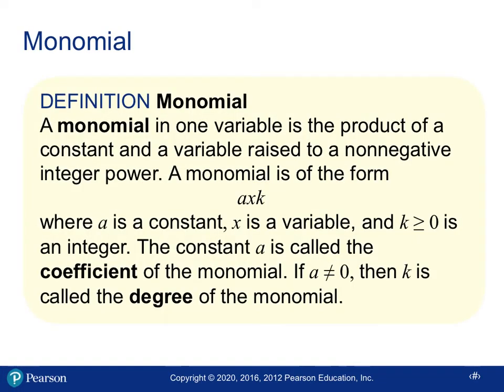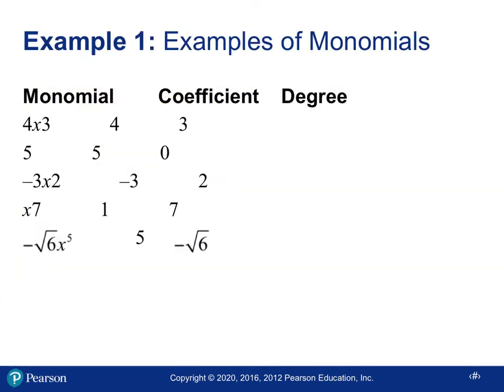A monomial is one variable, right? So one variable. It's usually raised to a non-negative integer power. A monomial is of the form ax^k, where a is the constant, x is the variable, and k is an integer. So again, just like we saw in the other videos, it'd be like this, ax^k. So we call a the constant, the coefficient, and k is the degree, which is the exponent of the monomial. So let's take a look at these questions here.